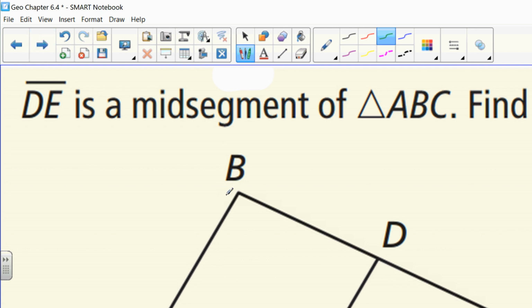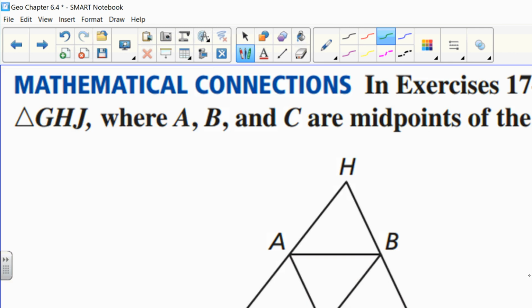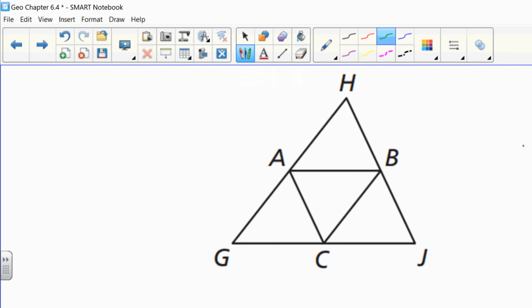Because EC is, and it wants the whole thing, so we can do 4.8 plus 4.8, or 4.8 multiplied by 2. That's 9.6, so AC would be 9.6. So these are all mid segments.